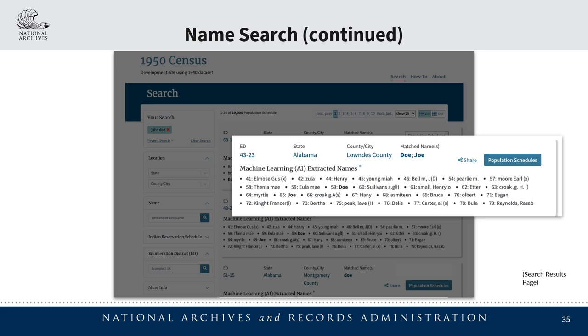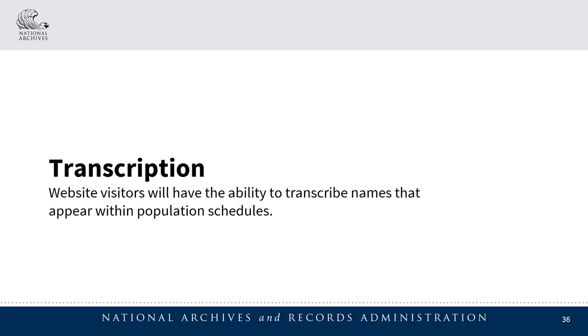At the bottom here, we see a list of all the names and line numbers that were extracted from this particular population schedule page through the use of our artificial intelligence text extraction tool. So we realize that the name search feature will not be perfect. As I mentioned, the quality of the text extractions from the population schedules was greatly impacted in some cases by the quality of the handwriting or the overall condition of the original microfilm.